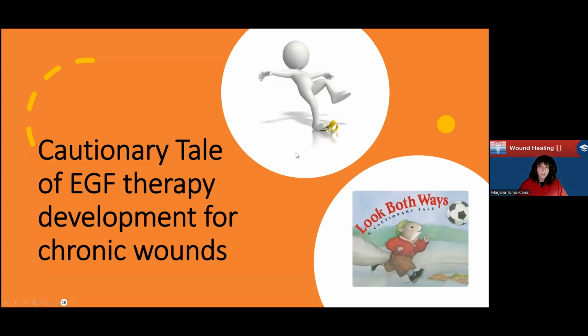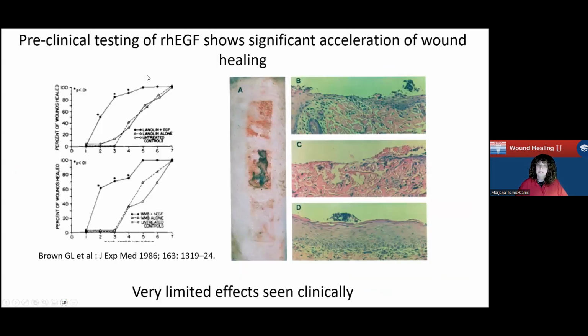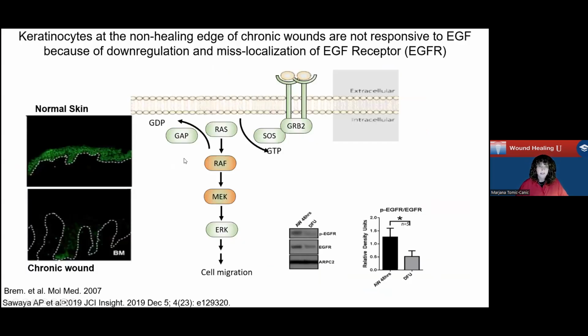I would want to just share one more thing, which is a cautionary tale of epidermal growth factor therapy development for chronic wounds. In preclinical testing on multiple models, the recombinant human EGF showed significant acceleration of wound healing. This paper was actually published back in 86. However, when this was tested clinically, it didn't really show much of an effect.